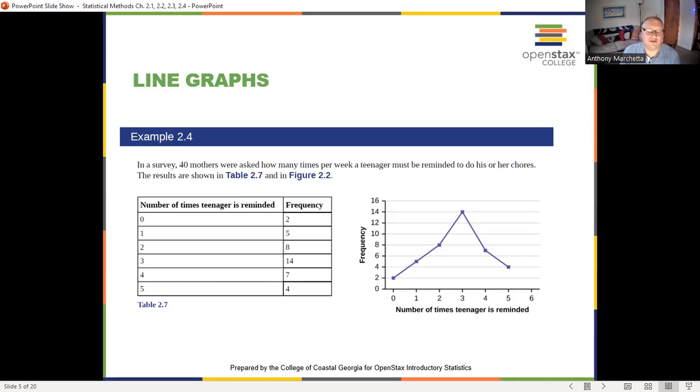Line graphs are pretty easy to read if you're asked a question about it. They're also kind of easy to draw if you're given a graph background, and you'll have cases like that when you do your assignment. So this is the line graph.